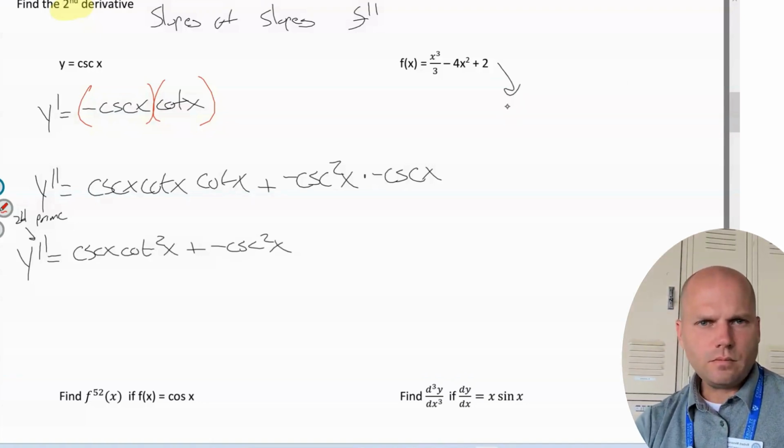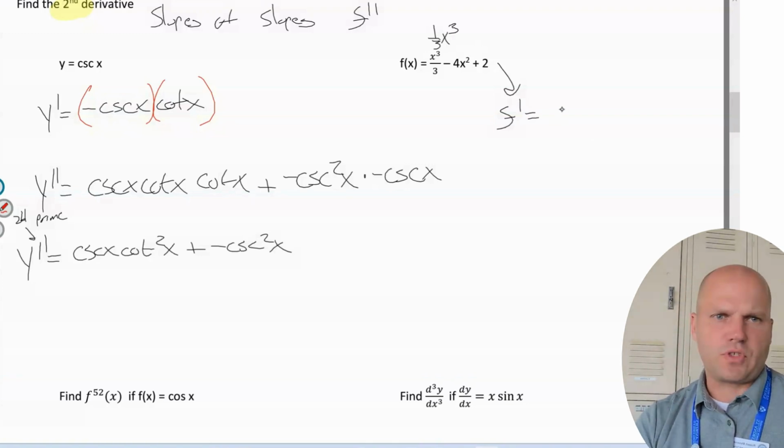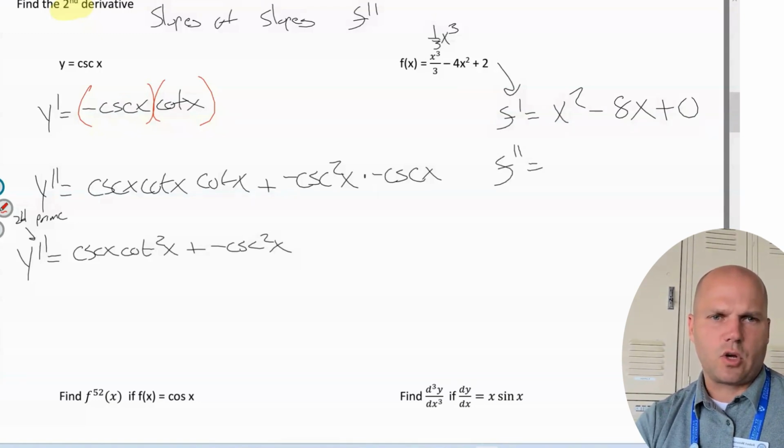Here, nothing as crazy. I'd probably start by rewriting that as 1/3 x cubed. And the slopes are x squared minus 8x plus 0. The slopes of 2 are 0. And that means the slopes of my slopes would be 2x minus 8.